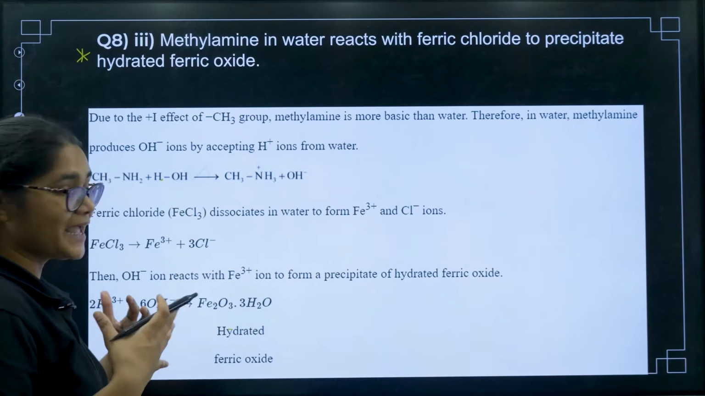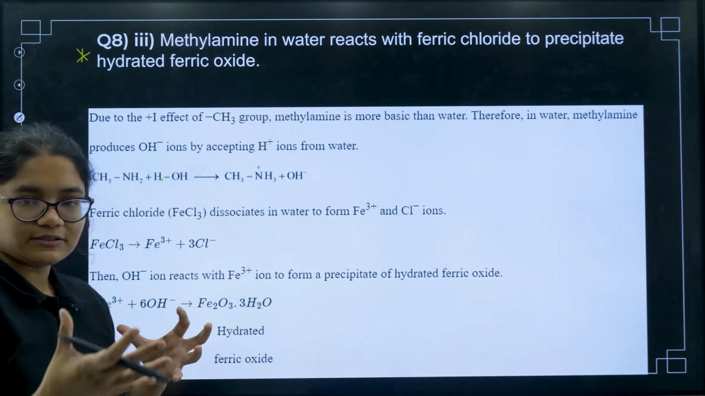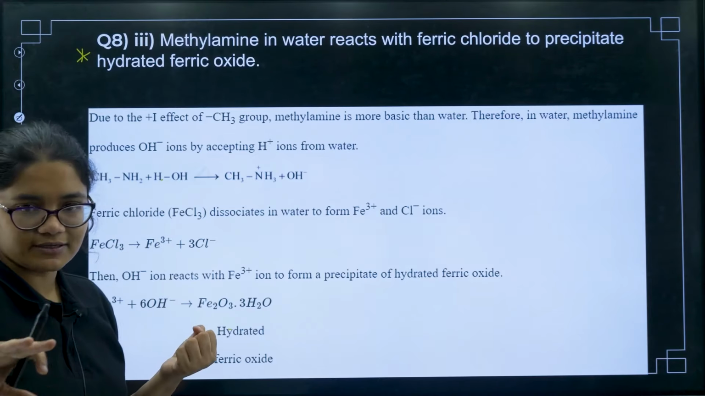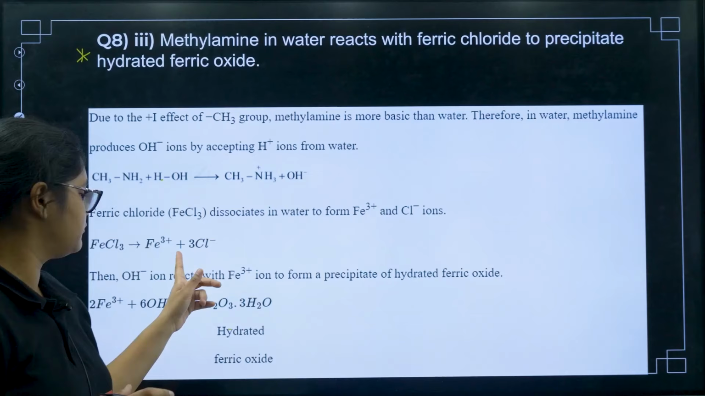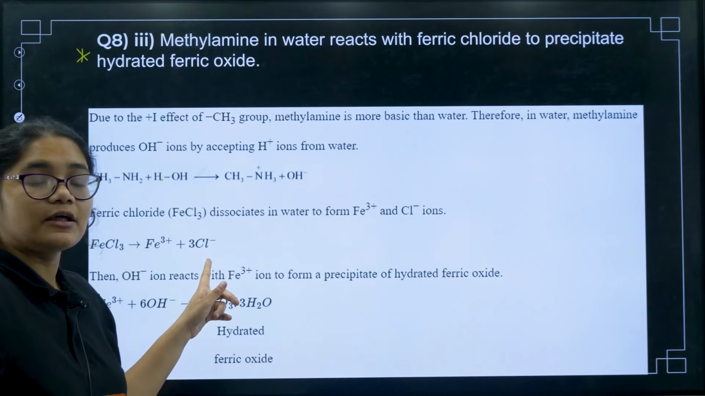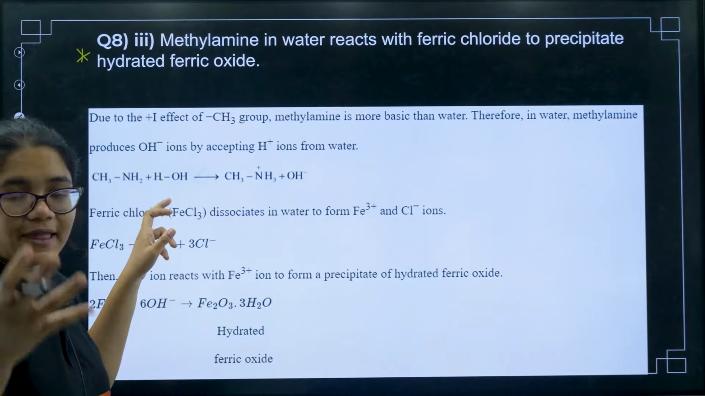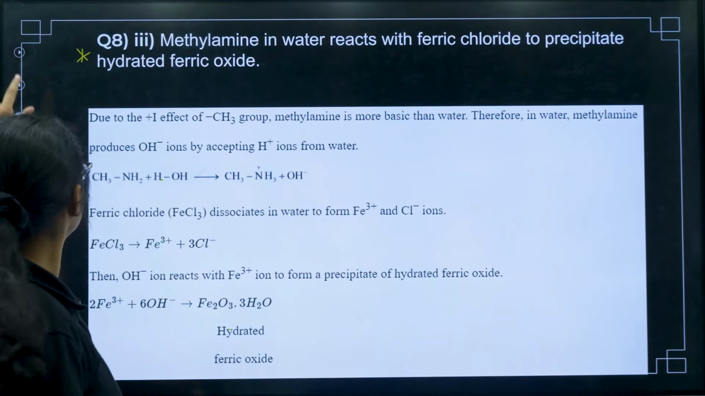So basically methylamine is not directly related, but when it is present in water, it takes H plus and gives so many OH minus. When ferric chloride is in the solution, it dissociates to give Fe3 plus and Cl minus. The OH minus that has been produced due to methylamine reacts with Fe3 plus to give hydrated ferric oxide, okay.